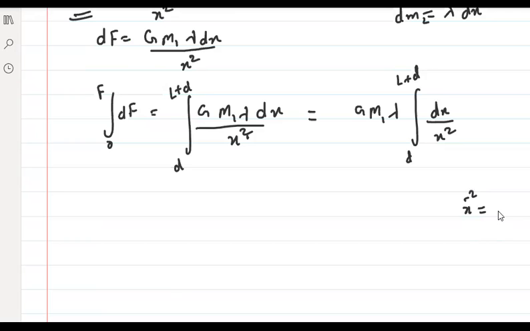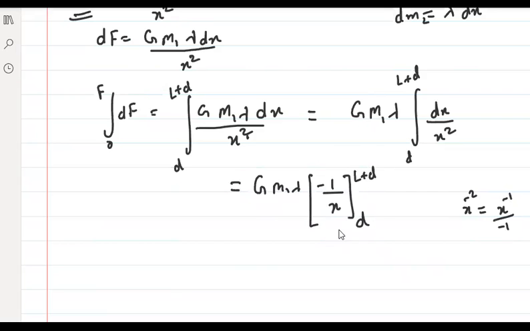I hope everyone remembers x to the power minus 1 by minus 1. Yes or no? Right? Okay, very good, everyone. So it is, no, it is not A, it is G. My handwriting, it is G. Okay, so it is G m1 lambda. Now this is 1 by x minus, d to L plus d, right?